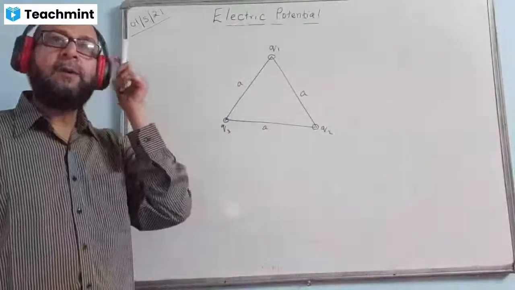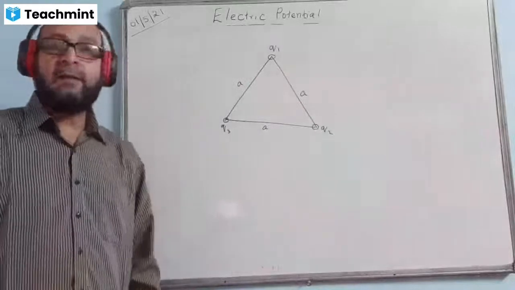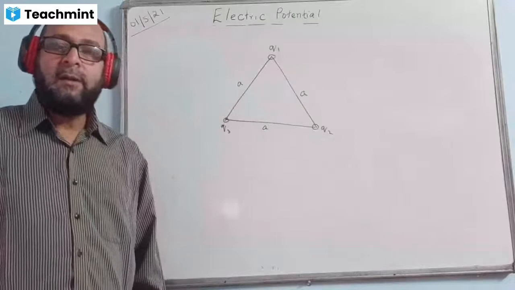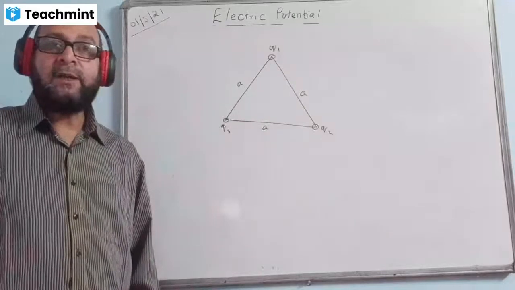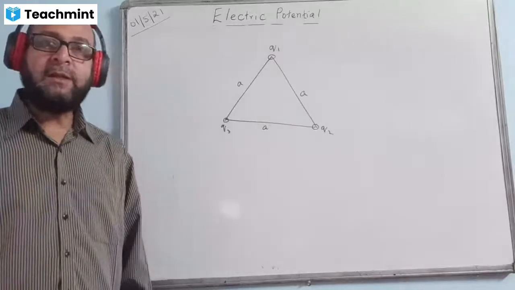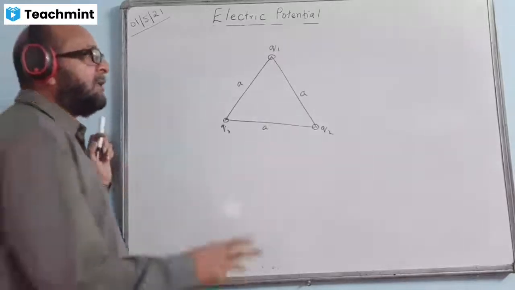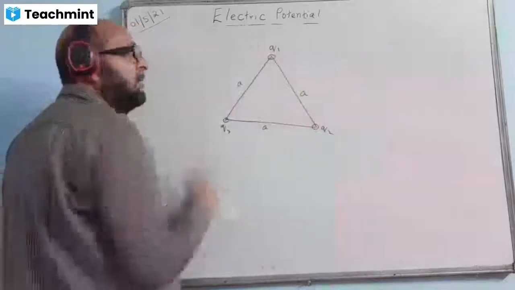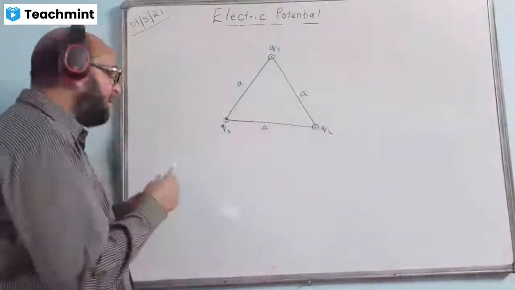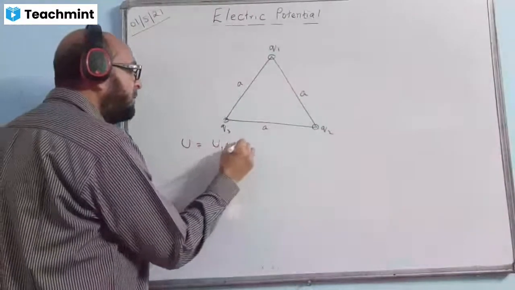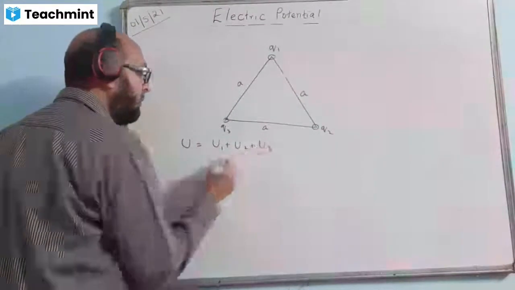Again, remember, potential energy is scalar. Any kind of energy is the same as work done, and work is scalar. So it will have no directions. We will not bother about directions. We simply add them. How many potential energies will be there between them? 3. Between these two, one potential energy. Between these two, second. Between these two, third potential energy will be there. So all will be simply added up. We write U is equal to U1 plus U2 plus U3.